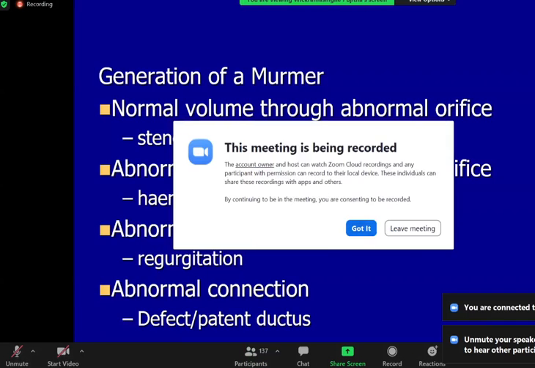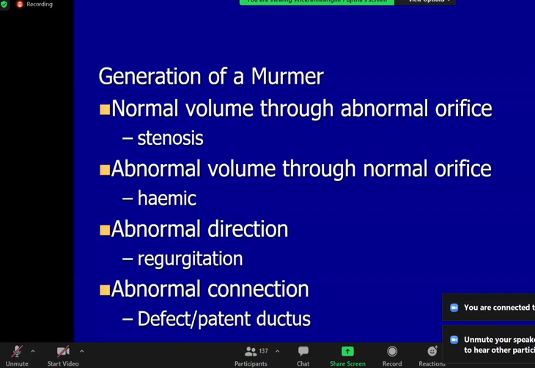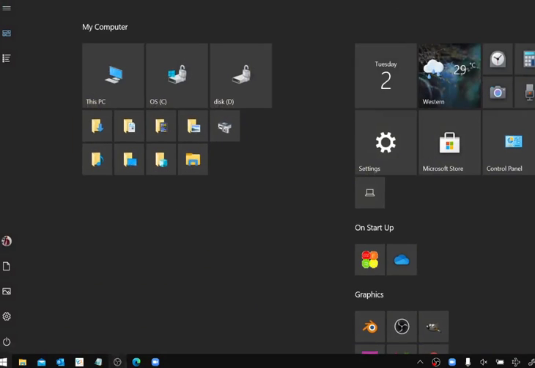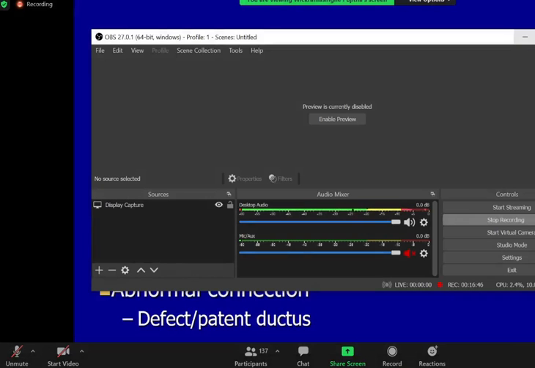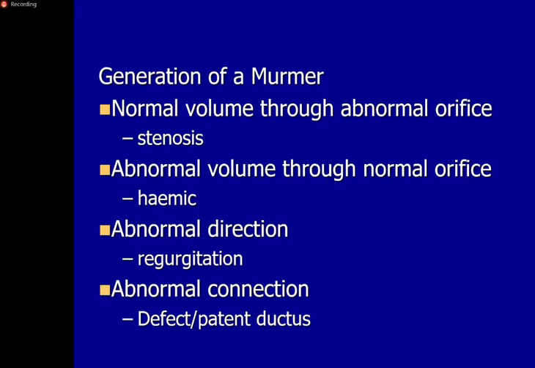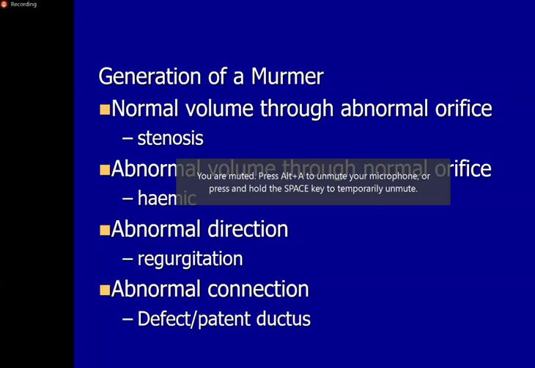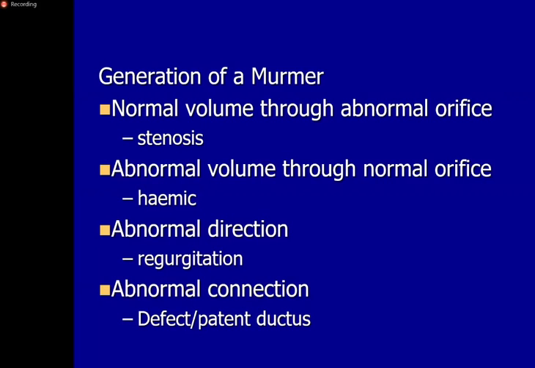In pregnancy, there can be an increase in the volume of blood. As a result, a large volume of blood is going through a normal heart. Or sometimes there is a large gush of blood caused by thyrotoxicosis, because there will be an increase in the contractility. As a result, a large volume of blood will be moving. So that is an abnormal volume through a normal orifice.